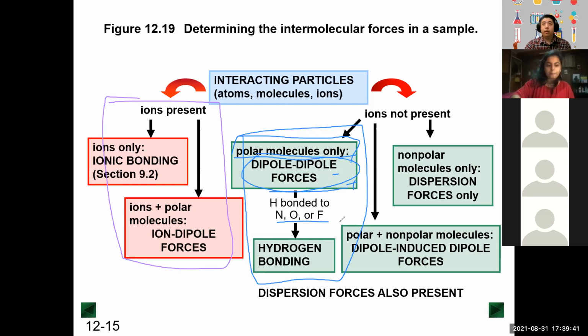Now, when we look further, we can find out if this dipole-dipole is considered a hydrogen bond or not. That's one of the categories. So we know it's dipole-dipole, we just have to find out if it's hydrogen bonding or not. If the hydrogen is covalently bonded to one of these structures, one of these three, then that means that this is more negative and this is more positive, which makes this hydrogen bonding. So it's a stronger dipole-dipole. Any questions so far?